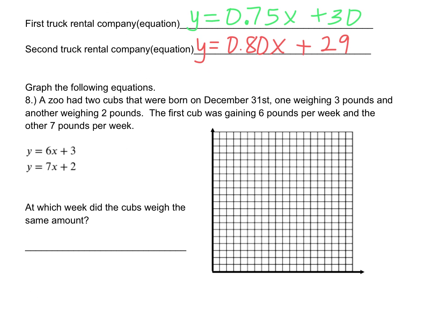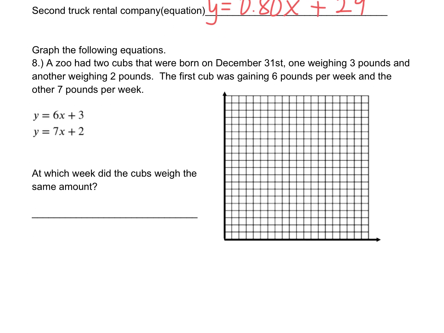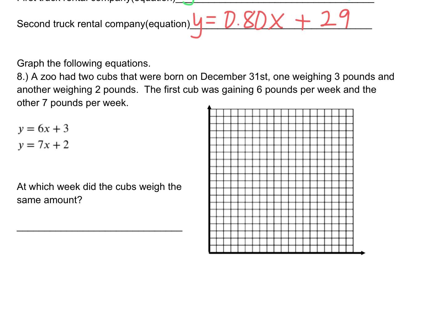Okay, moving on to number 8. We're going to graph the following equations. A zoo had 2 cubs that were born on December 31st, one weighing 3 pounds and another weighing 2 pounds. The first cub is gaining 6 pounds per week, and the other is 7 pounds per week. Okay, so here are the equations. They already give it to us, so we can see the scenarios there. And we want to know when they would weigh the same amount.